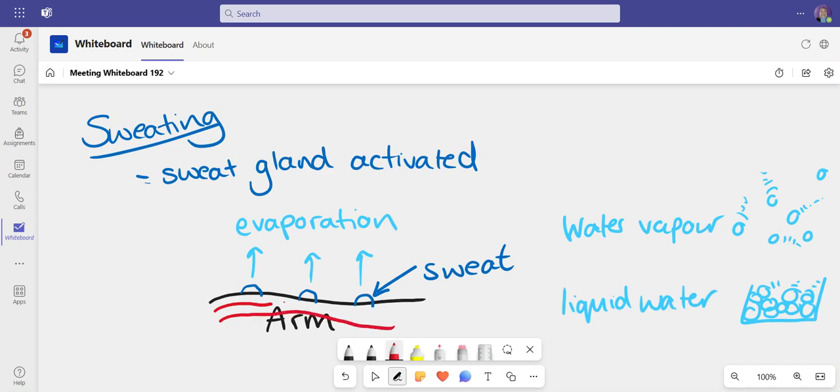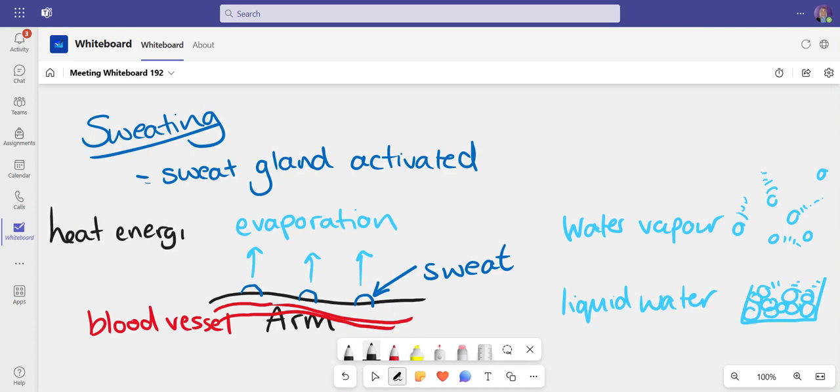Okay, so here's our blood vessel. Let's label that the blood vessel in your arm. And what happens is that heat energy is transferred, no, sorry, from the blood to the sweat.